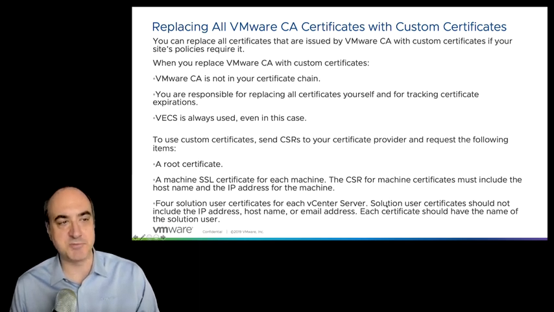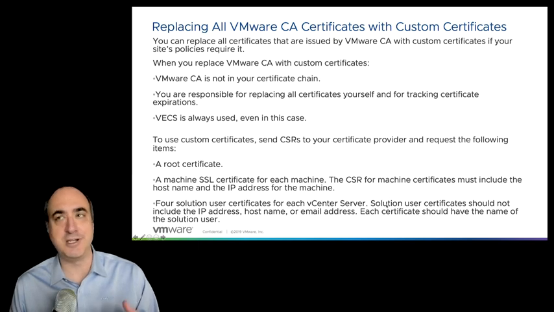So to use these custom certificates, you'll need to send certificate signing requests to your certificate provider and request a root certificate, machine SSL certificates for each machine. That's the vCenter server and all of your ESX servers. And that would include the host name and the IP address for the machine. And then 4 solution user certificates.